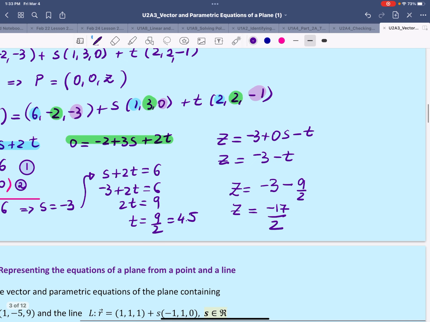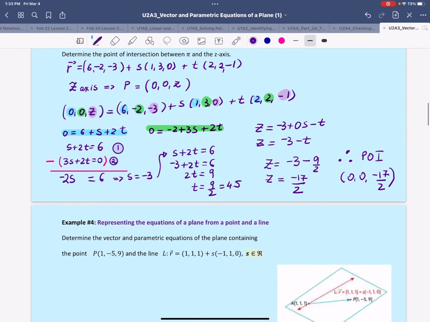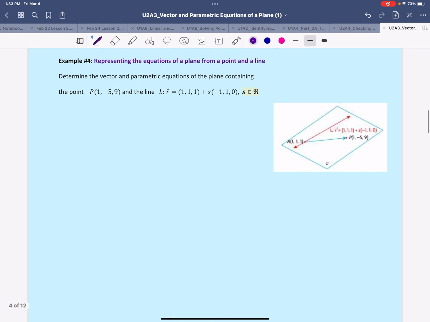So the point of intersection would be at (0, 0, -17/2). All right, so the last example is about representing the equations of a plane from a point and a line. So in this case, we are given the coordinates of a point, and we have to find vector and parametric equations of a plane that contains this point and this line.